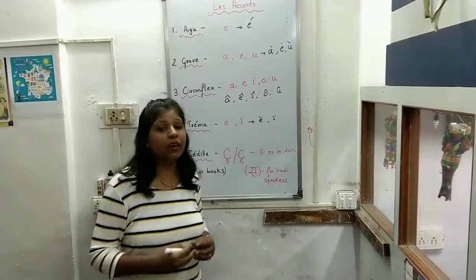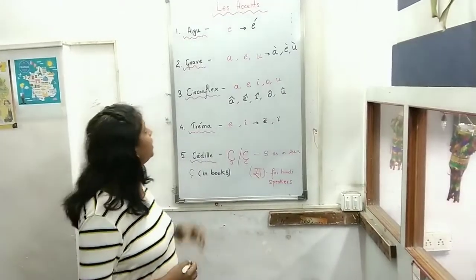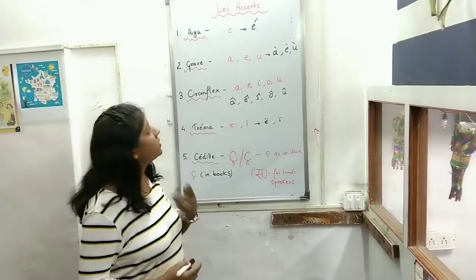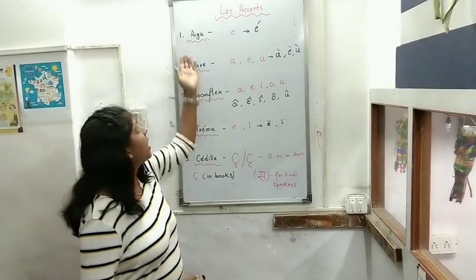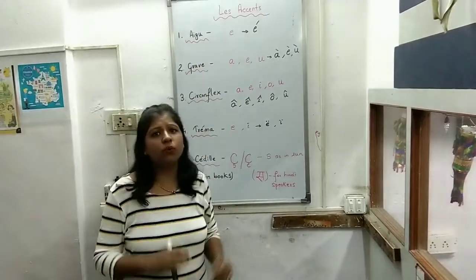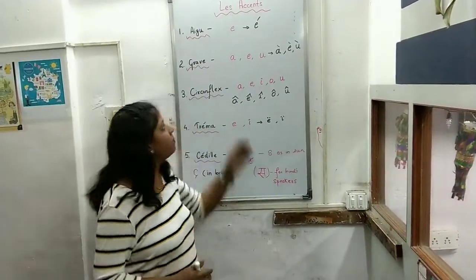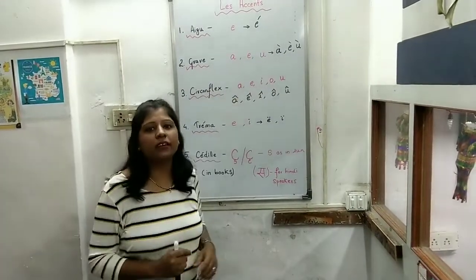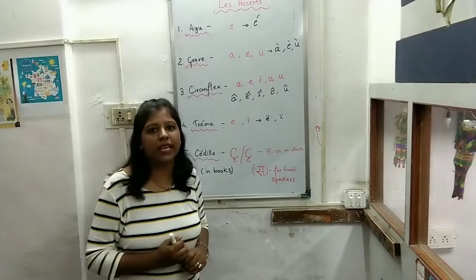Now let's begin. How many accents are there? There are five accents in French. The first accent we call accent aigu, which goes only with the letter E. And we make the sign like this, just above E, a forward sign.